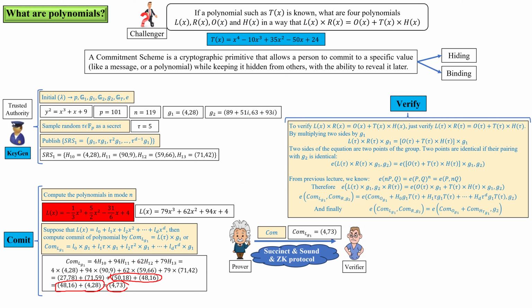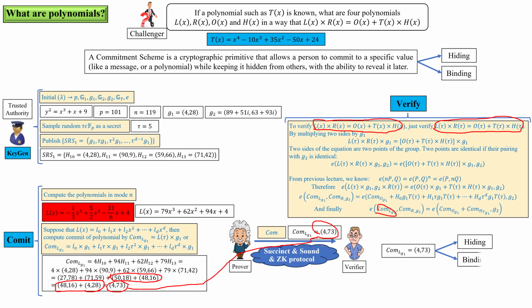Okay, so let's review what happened here. We discussed that in the first protocol, the prover sends the polynomials to the verifier, right? In the second protocol, we mentioned that the prover sends the evaluation of the polynomial to the verifier. But in the third protocol, the prover sent the commit of the polynomials to the verifier. So the commit of polynomial L of x is this value, right? 4 and 73, sent to the verifier.